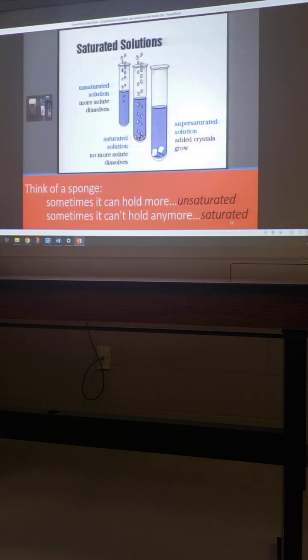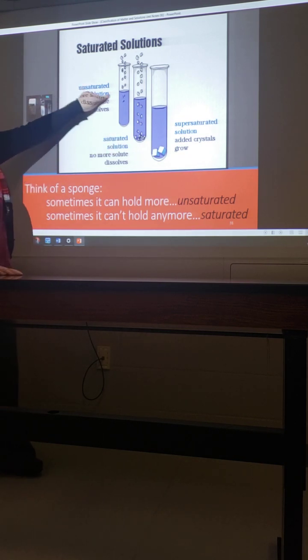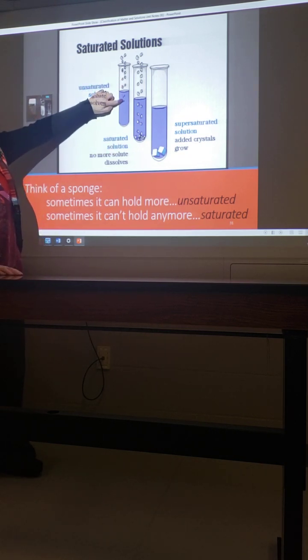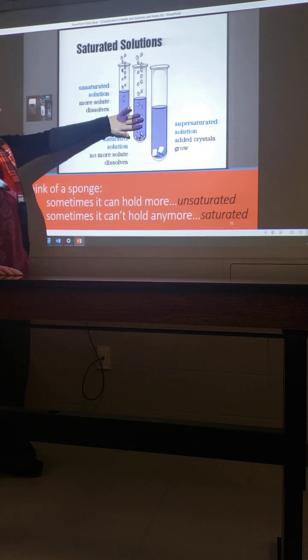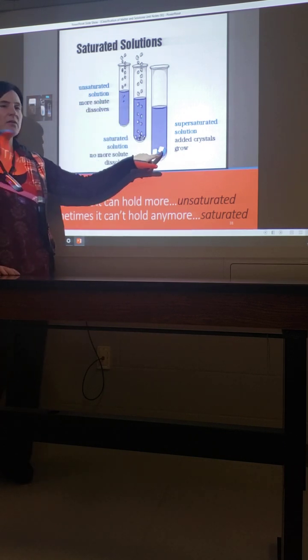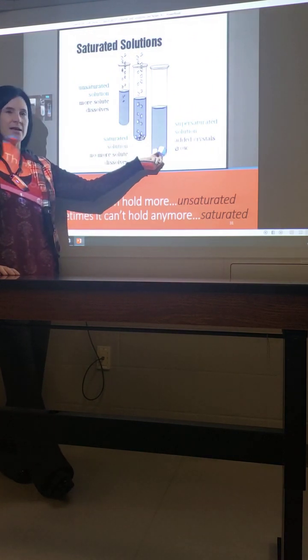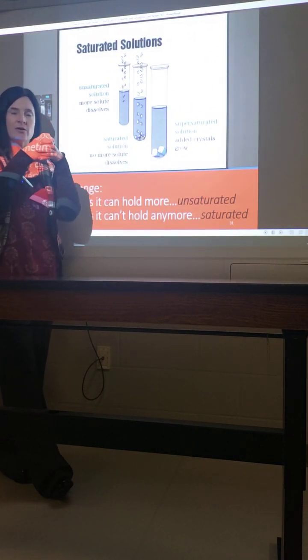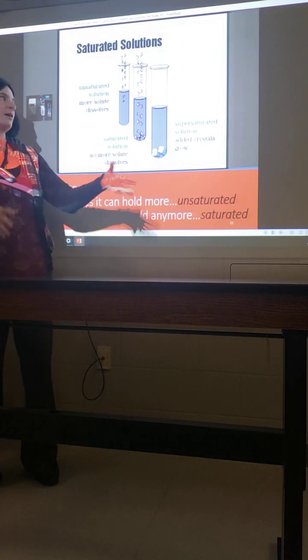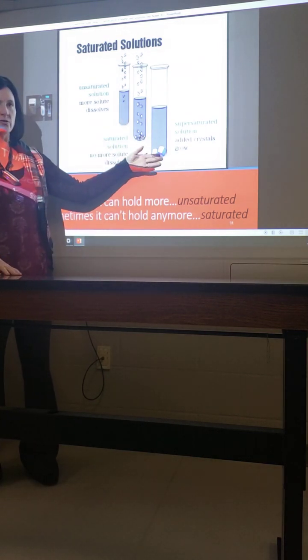Okay, so here we have our unsaturated. You can keep adding more solute. Saturated means it's just right. Here you can see, and they call these little clumps of the solute crystals. And so see how they've come back, like they have clumped together, and they're stuck on each other, and then they fall out of solution and they're down here at the bottom.